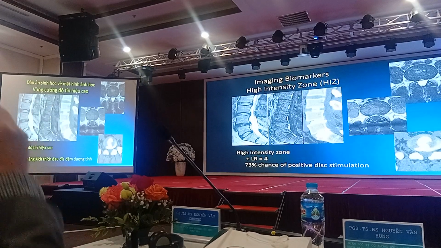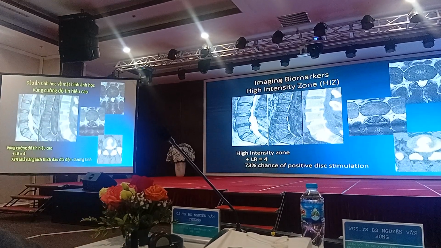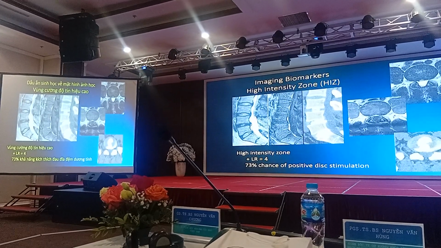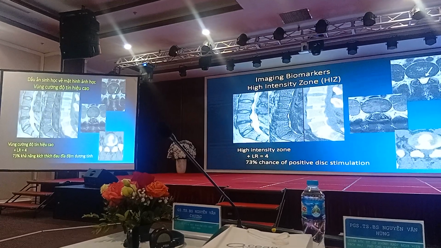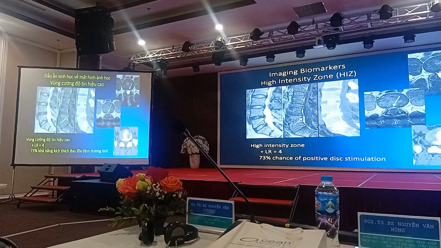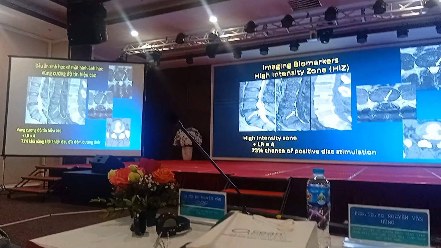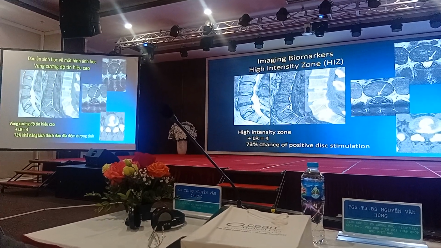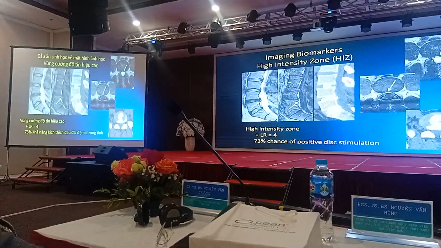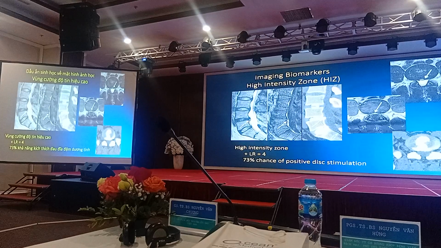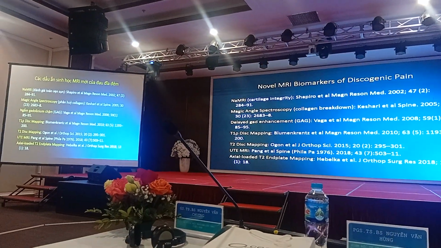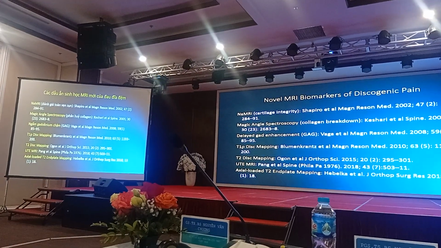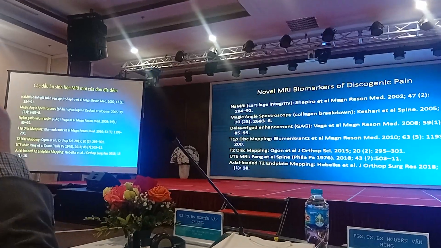The high intensity zone described by Aprill and Bogduk, a small zone of T2 hyperintensity in the posterior annulus of a disc which is degenerated. It enhances, as we see here when we give gadolinium, indicating this is a vascularized structure. And when we do a CT discogram, we can see that there is a fissure at that level as well. This has an even higher likelihood ratio and is again greater than 70% predictor of positive disc stimulation. And a number of novel MRI biomarkers have been studied over the last 2 decades. None of them, however, have found their way into standard clinical practice.